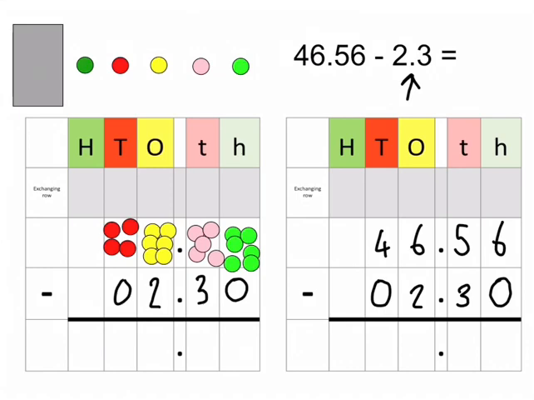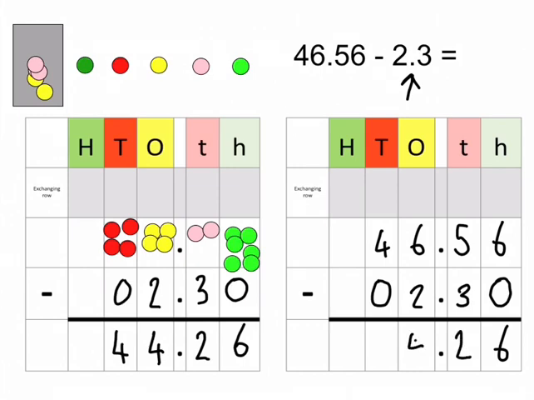Okay, 6 take away nothing. Well, then I'm just left with 6. 5 take away 3. 1, 2, 3. I'm left with 2. 6 take away 2. I'm left with 4. And 4 take away nothing. I'm left with 4. Let's try it over here. 6 take away nothing is 6. 5 take away 3 is 2. 6 take away 2 is 4. 4 take away nothing is 4. 44.26.